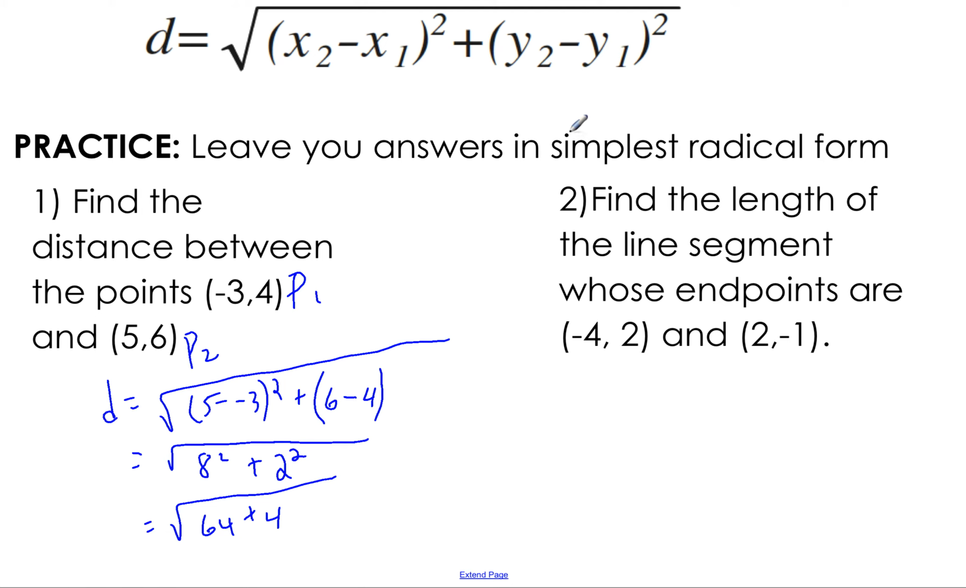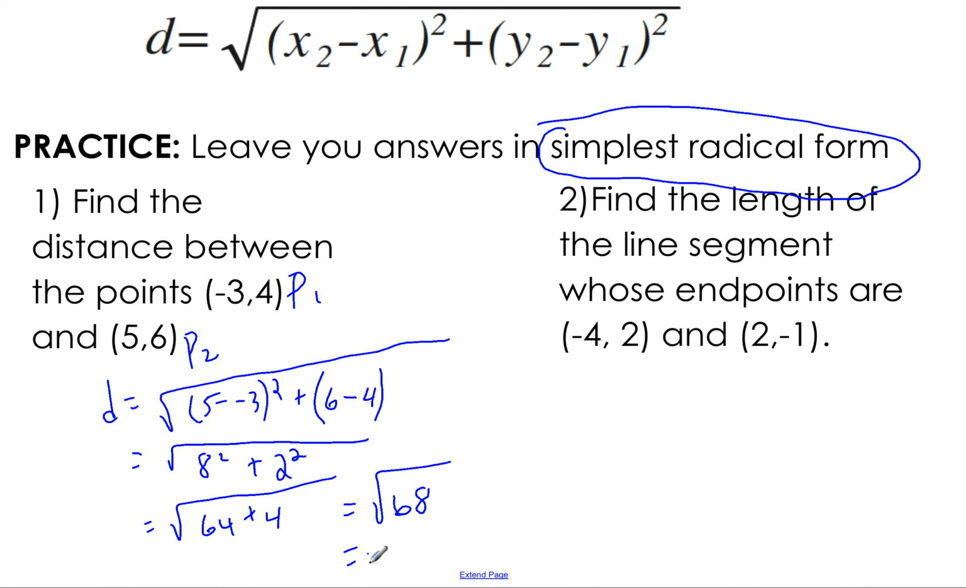Now, let's take a look at the instructions. The directions tell us, leave your answer in simplest radical form. So this is equal to the square root of 68. In order to simplify this, I have to look for the largest perfect square that divides 68 evenly, and that number is 4. 4 times 17 is 68. So this is equal to the square root of 4 times 17, which is equal to the square root of 4 times the square root of 17. So my answer is 2 root 17.